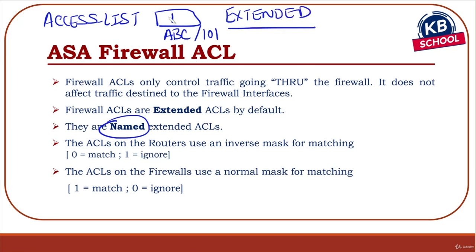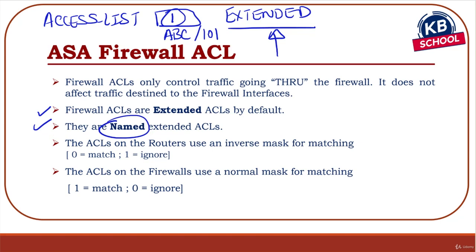So not a standard ACL. So don't get fooled by ACL 1 being a standard ACL if you're coming from the router background. Access-list 1 is treated as a name. It is an extended ACL. That's what I'm trying to explain to you guys over here. All right, those are the two differences over here.